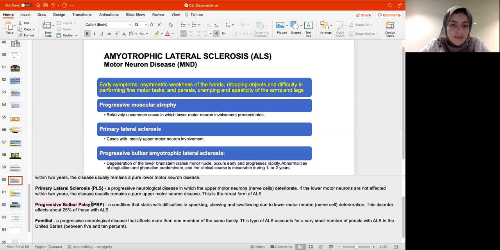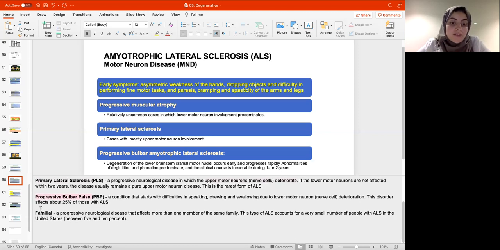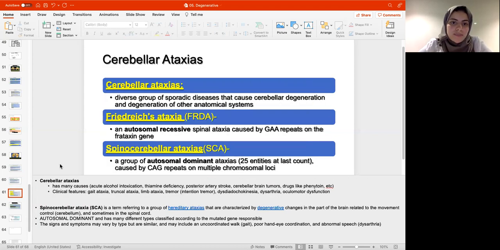Progressive bulbar palsy, they're the patients that I told you about, they come first with difficulty in speaking, chewing, swallowing. Those are the first few signs they come with. And then there's familial, the one that's due to the genes that we mentioned, where usually you see multiple people in the family have it. Okay, those are just classes.